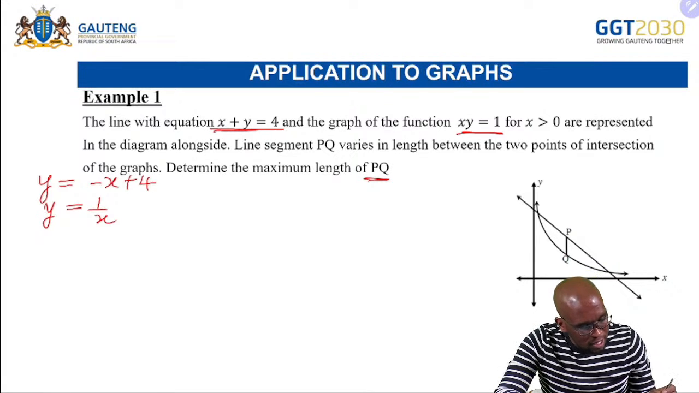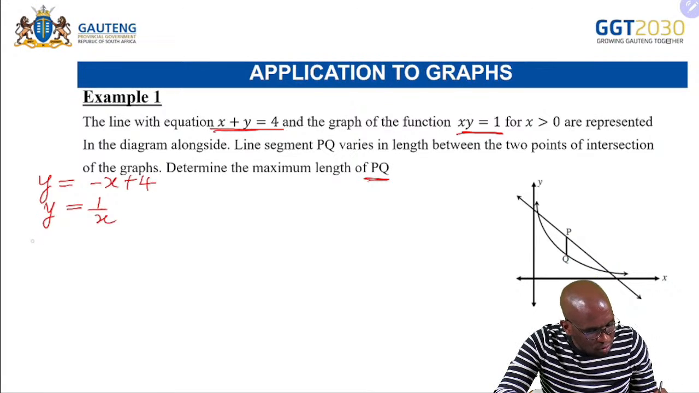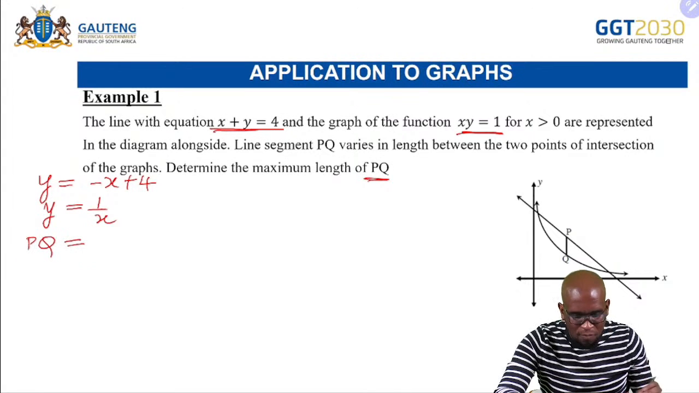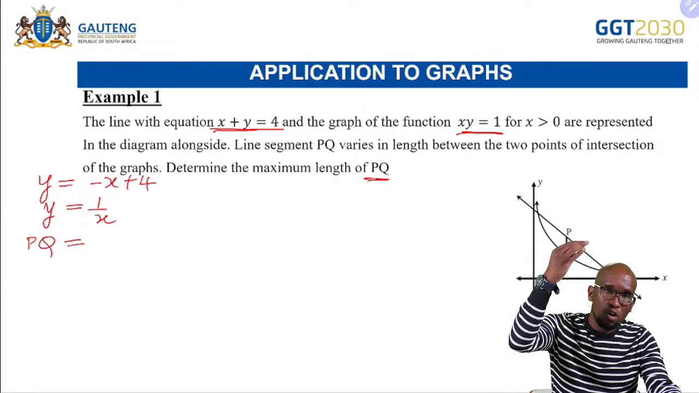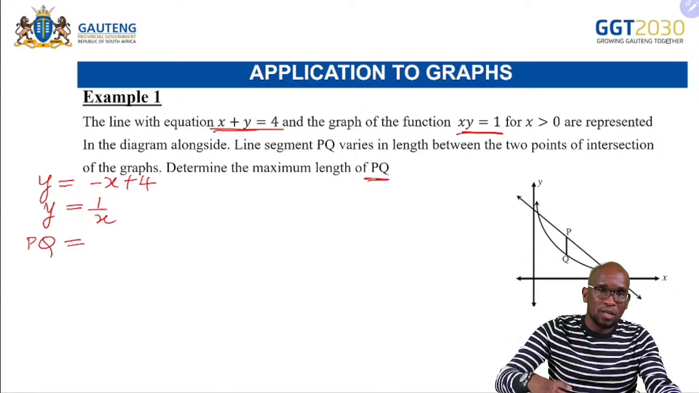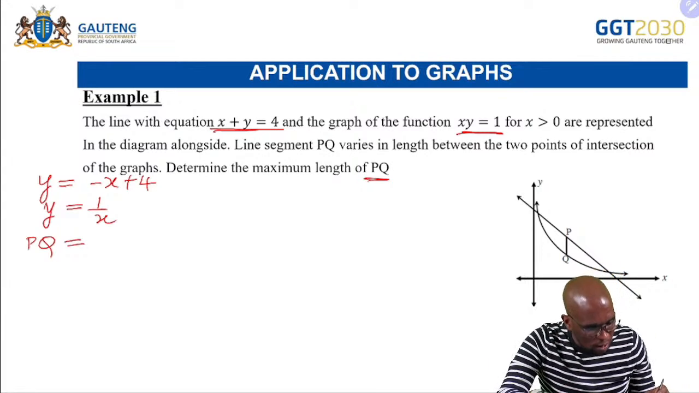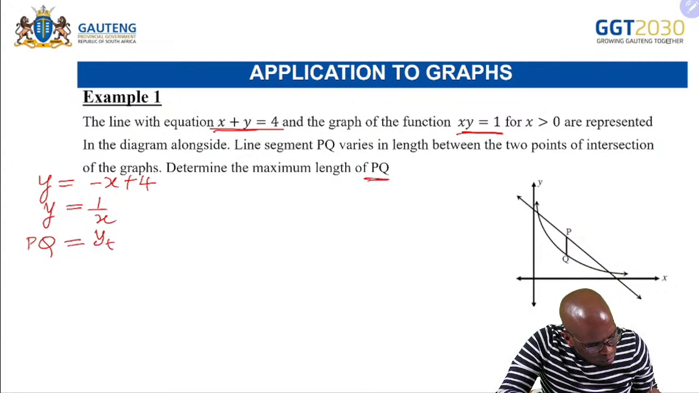So to get the length of PQ, which is a vertical distance between two graphs, it's the top graph minus the bottom graph, or y top minus y bottom. So we have that this would be the y top minus y bottom in this case.